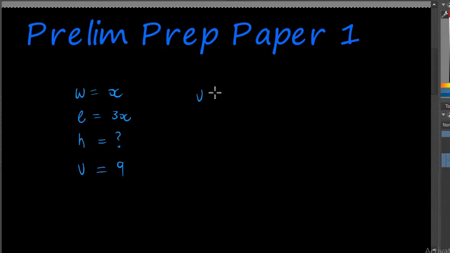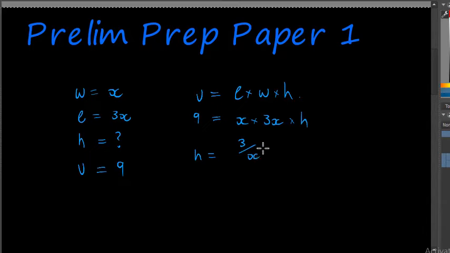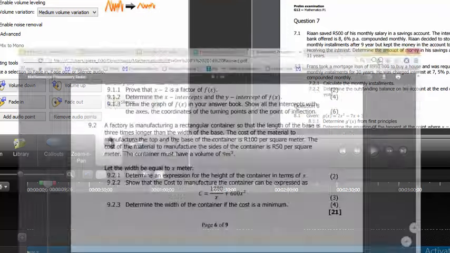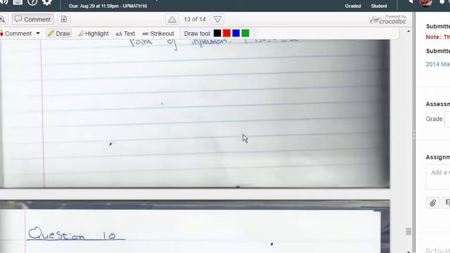And we know that volume is length times width times height, and so this is x times 3x, other way around actually, times height. That must be 9, so h is equal to 3 over x squared. I just divide both sides by 3 and two x's. Okay, and then the 3 divides into the 9 to give me the 3. I'm not going to get into all of that. And I just did it. I didn't even go and look at what the student attempt was.